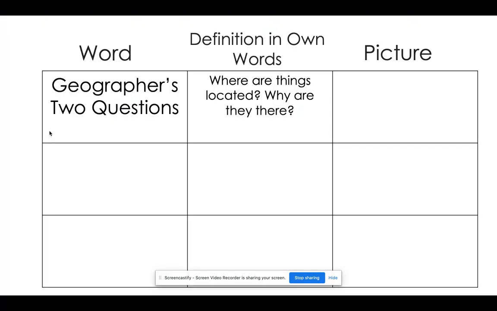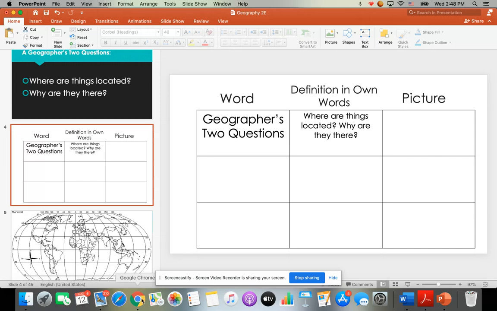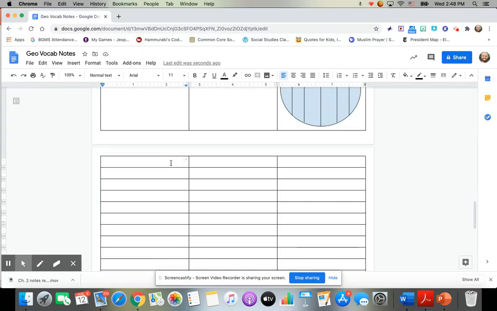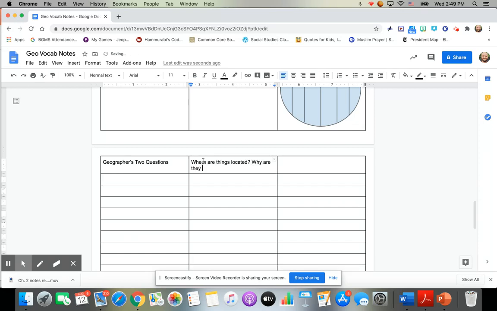So we'll go back into our vocab notes and add geographers 2 questions. Where are things located and why are they there? This is where you'll scroll down and add a new one. Geographers 2 questions. Where are things located? Why are they there?